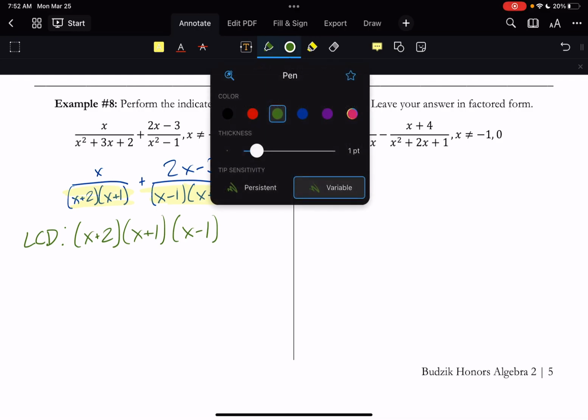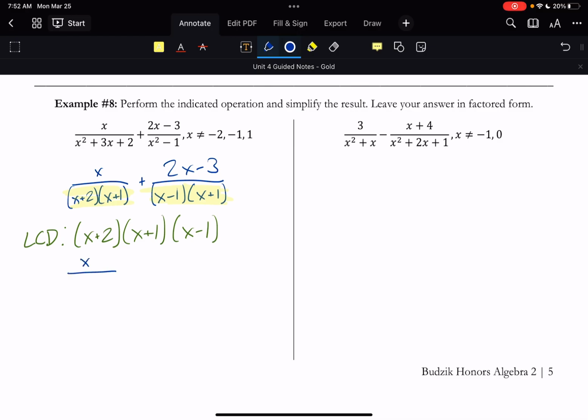So now I still have x over x plus 2 times x plus 1, plus 2x minus 3 over x minus 1 times x plus 1. So I look at the LCD and I ask myself which of those factors is missing in my denominator. And then just like we did on the last page, I'm going to multiply that factor to the numerator and the denominator. So in my first rational expression, I'm missing x minus 1, so I'm going to multiply x minus 1 to both. And in my second rational expression, I'm missing x plus 2, so I'm going to multiply x plus 2 to both of them.